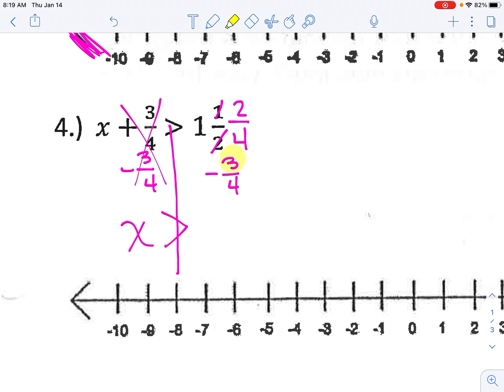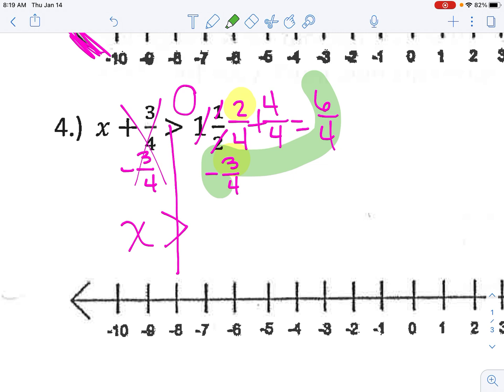Now notice over here, I cannot subtract 3 from 2. So I'm going to borrow from the 1. That becomes a 0. And over here, I'm going to add 4/4. So 1 2/4 is equal to 6/4. Now I'm looking at the problem 6/4 minus 3/4. 6/4 minus 3/4 is 3/4. x is greater than 3/4.